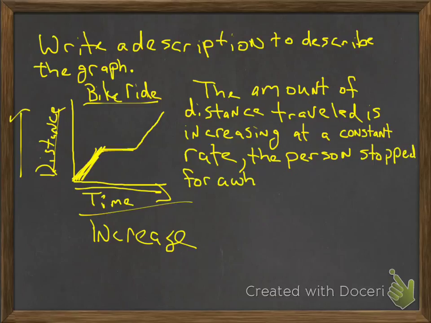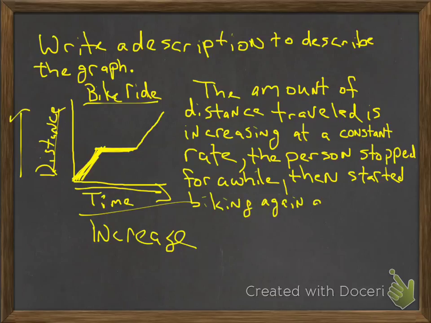Then we stopped because we're not going any more distance for a while, and then they started up again and went again at a constant speed. They started biking again. So that's all you need to say there. It does seem like a lot, but you're saying that they went at the same speed, stopped, and then went again. All right, the last one, my last example.